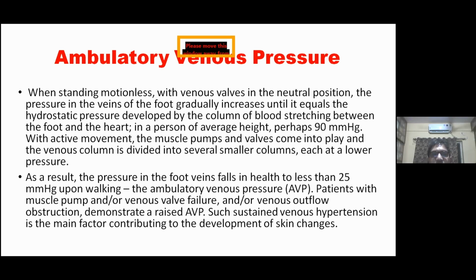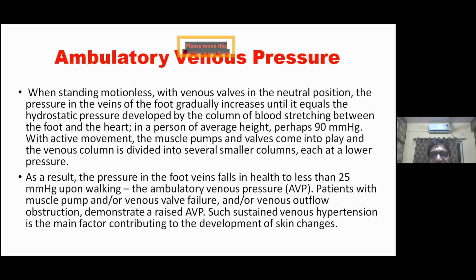With active movement, the muscle pumps and valves come into play, and the venous column is divided into several smaller columns, each at a lower pressure. So as we move from foot to heart, as there is compartmentalization of the limb with the valves, the pressure decreases as we move on, so that blood can go from superficial to deep and deep to the heart, the deep venous system to the heart.